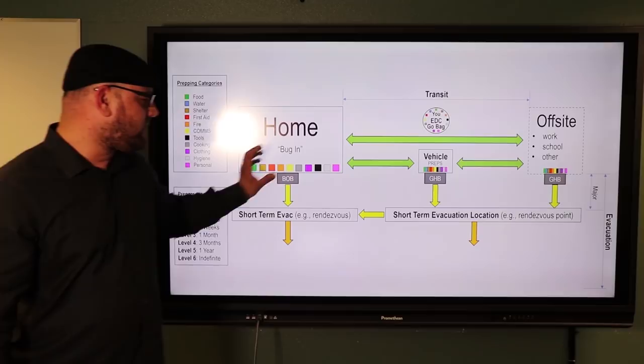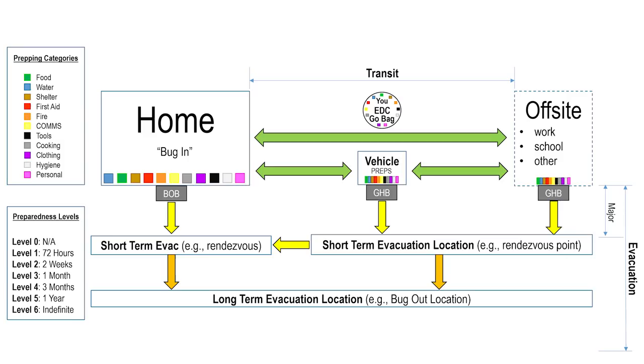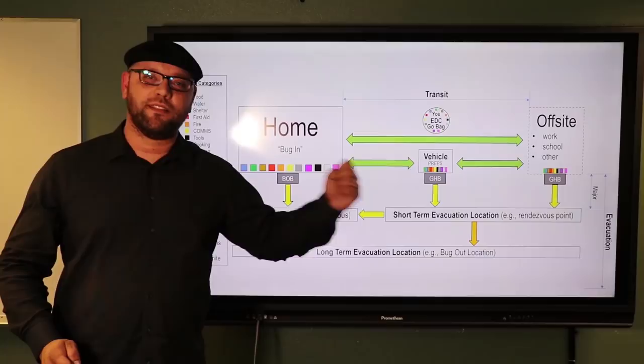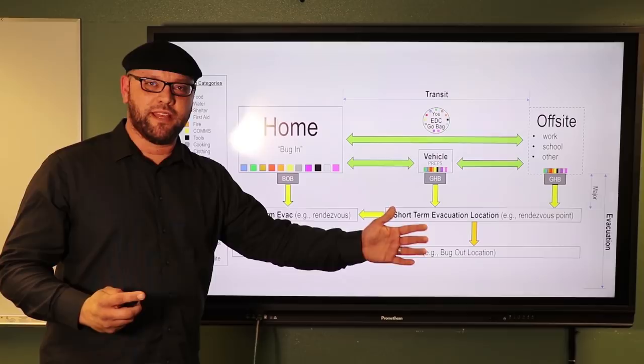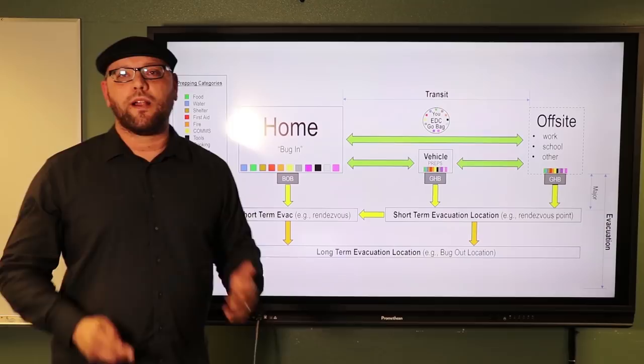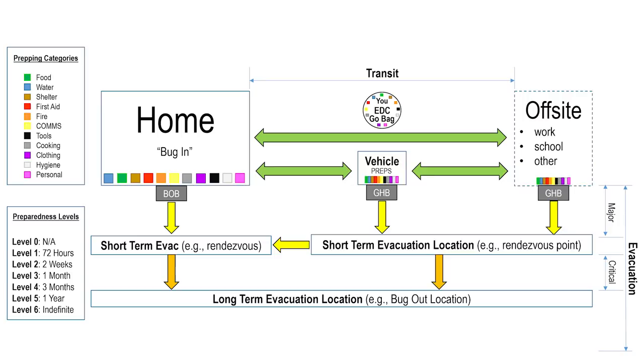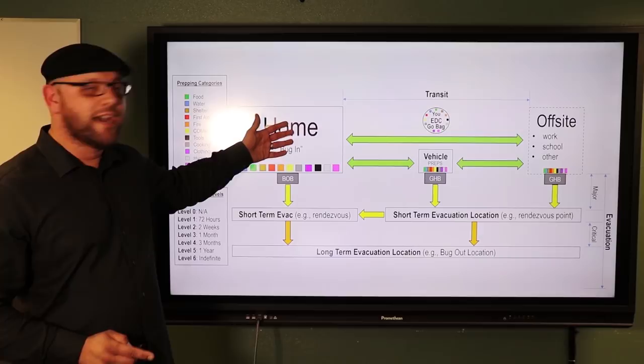So you may want to go to some sort of long-term evacuation location, like a bug-out location. So if you have a cabin in the woods, if you have established a family member that, hey, if something bad happens, I'm coming over to your place, and they could do the same vice versa. So that's a long-term evacuation location or a bug-out location. For me, that's a critical evacuation. So we have major evacuations, things where most likely, you know, fire happens, they put out the fire, you'll go back to your home. There's also critical evacuation events.